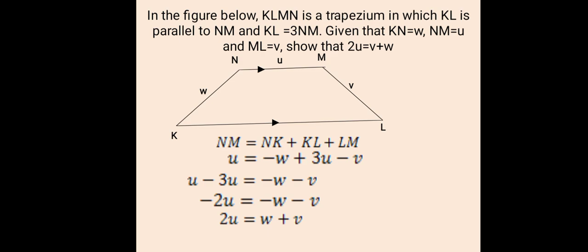In the figure below, KLMN is a trapezium in which KL is parallel to NM and KL is equal to 3NM. Given that KN is equal to w, NM is equal to u, and ML is equal to v, show that 2u is equal to v.